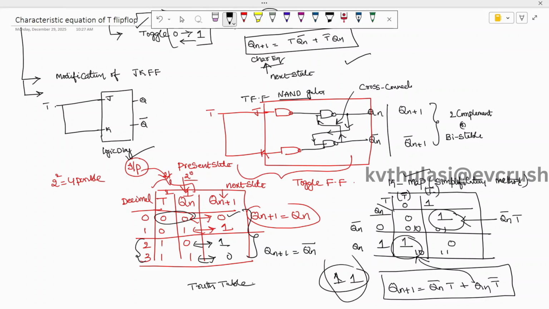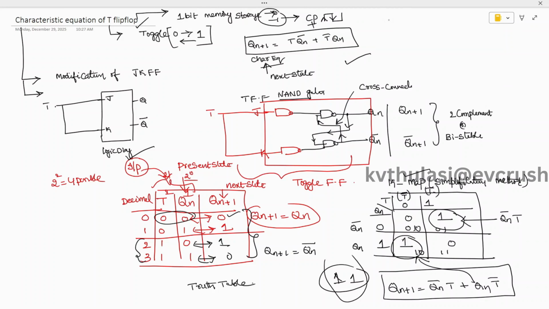Okay, so this is what we are going to call the output equation or the characteristic equation of a toggle flip flop, where the output varies from 0 to 1 or 1 to 0, and it is also called a modified JK flip flop. And how from the JK flip flop we get the T flip flop, this is the derivation for the characteristic equation of a T flip flop. This is how to draw the logic diagram, this is how to frame the truth table of a T flip flop, and this is how to derive or simplify the output equation using a technique called the Karnaugh map. Okay, so this is called a K-map.